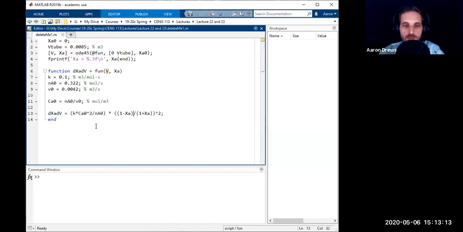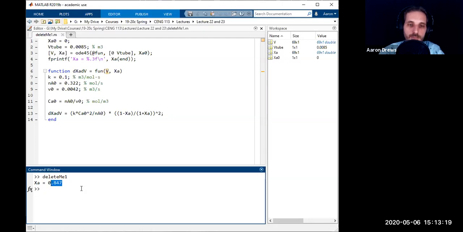I will post this code too, so if you couldn't follow along with it, that's okay. And there we go. Cool, I got it. So 0.847, right? 84.7, which is exactly the same number that we got a moment ago, which is great, right? We should have done that.